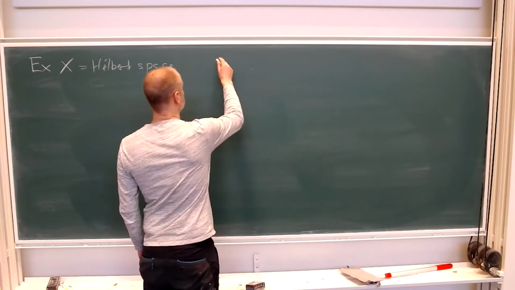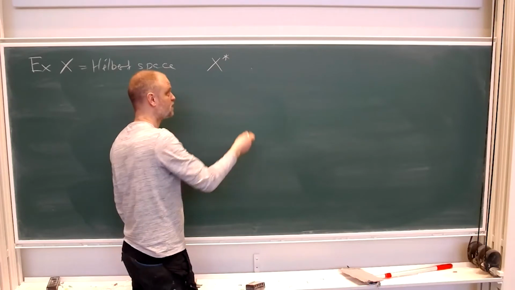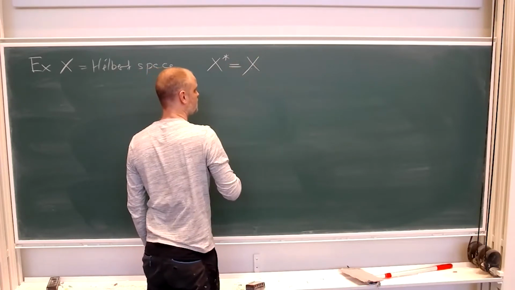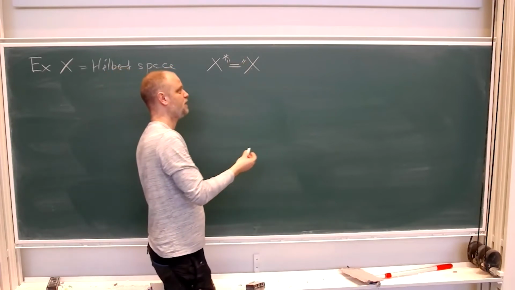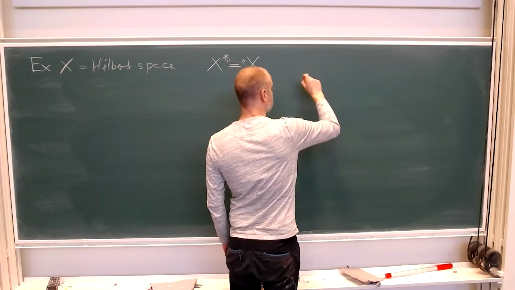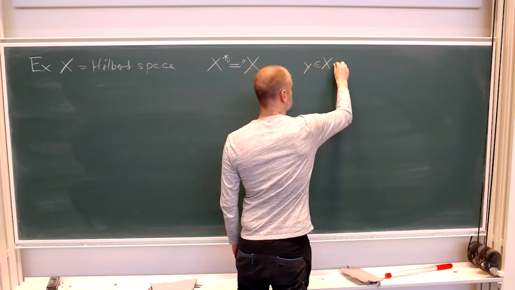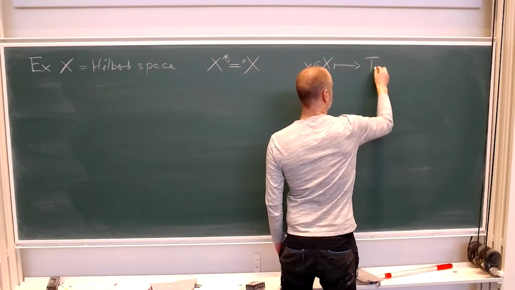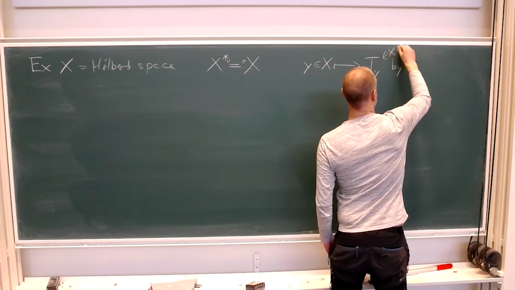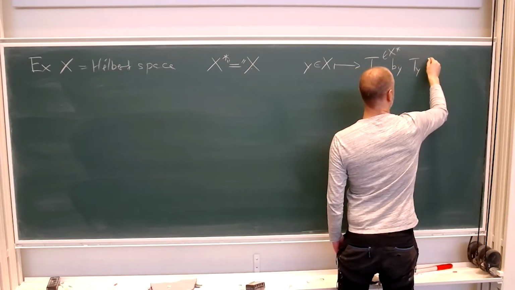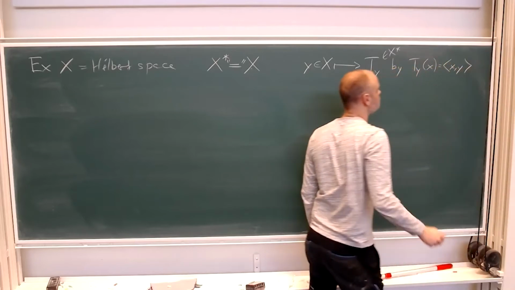Then X star should be all linear functionals on my Hilbert space. And it turns out that that's the same as X, again with quotation marks, right? So what does this mean? It means that if I have a y in X, I can form a linear functional ty in X star by setting ty of x equal to the scalar product of x and y.